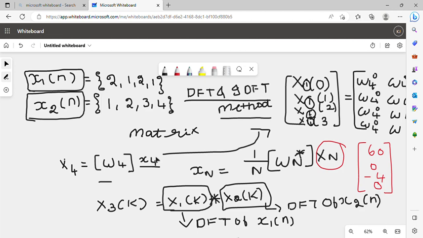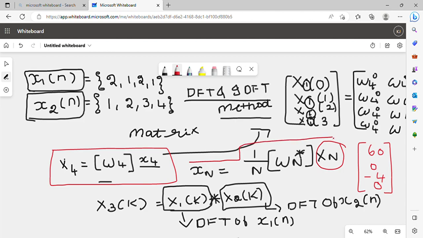So this is completely based on the matrix method. You don't need to use the formula method over here. For this particular one, you have these two equations: capital X of k is equal to omega 4 into small x of n, and small x of n is equal to 1 by N into omega N star into capital X of k. If you know these two things, you would easily crack this particular topic if it is given in the exam.